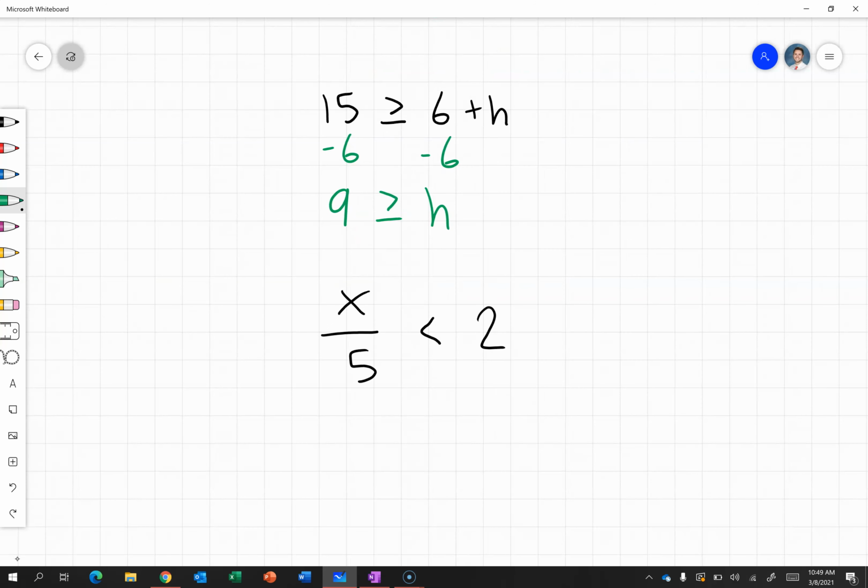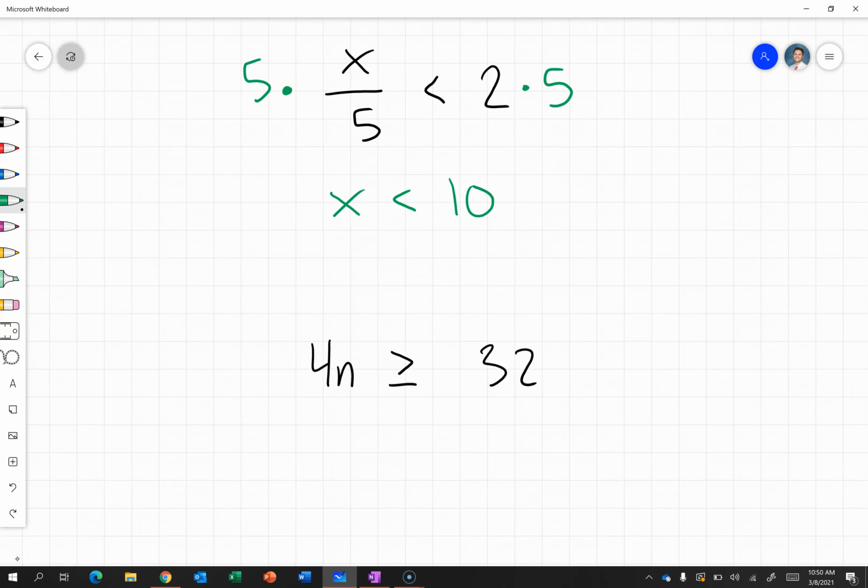We have x divided by 5 is less than 2. So if I want to solve for x, right now it's being divided by 5, so I need to do the opposite of that, which is multiply by 5. So that would give me x is less than 10. So for any value where x is less than 10, this inequality is true.